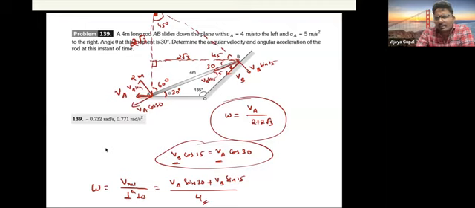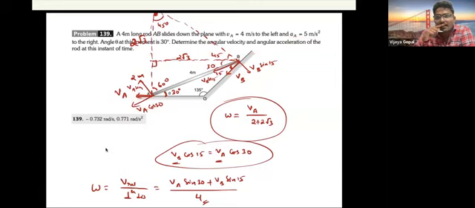Sir, what is the difference, sir? Here, the acceleration of A is given. This is given, and the same way I'll do. I'll be getting R alpha, the angular acceleration. I'll find it and I'll solve.